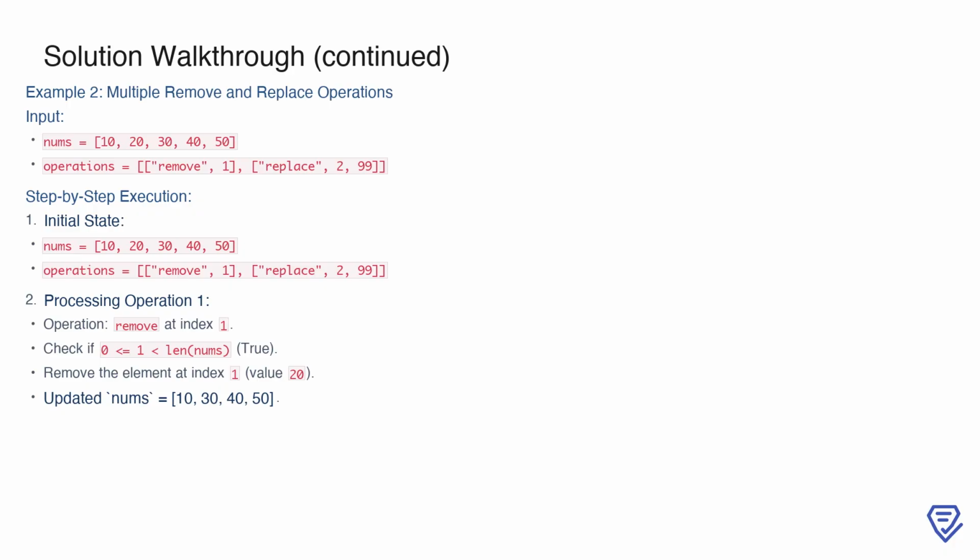The remove operation targets index 1, so we check if it falls within the valid range. Since it does, we remove the element at index 1, which is the value 20. This updates the array to 10, 30, 40, 50. The updated state of the array after this operation is noted, and we move on to the second operation.